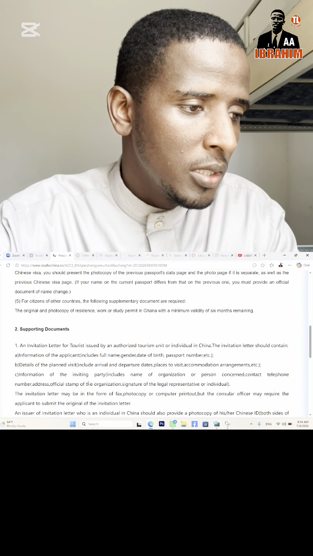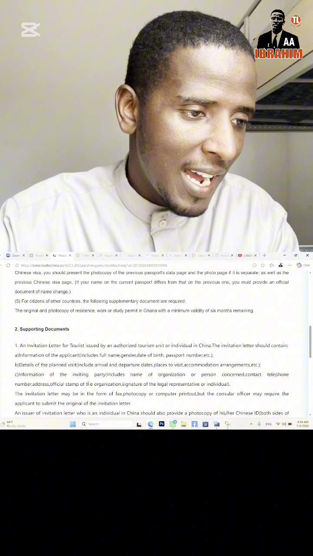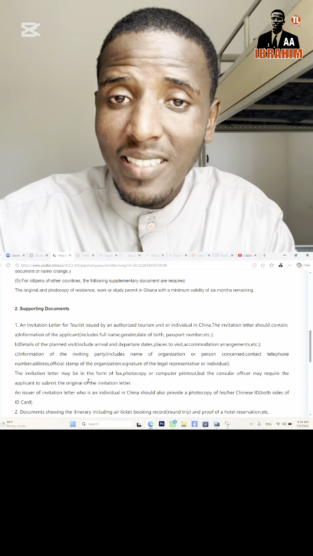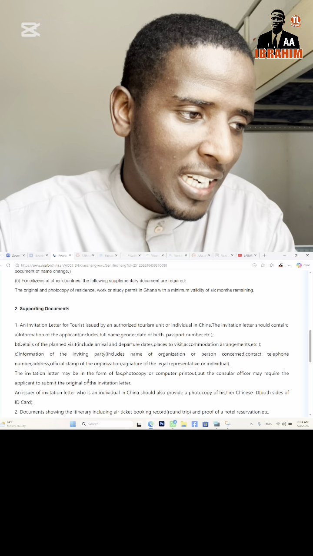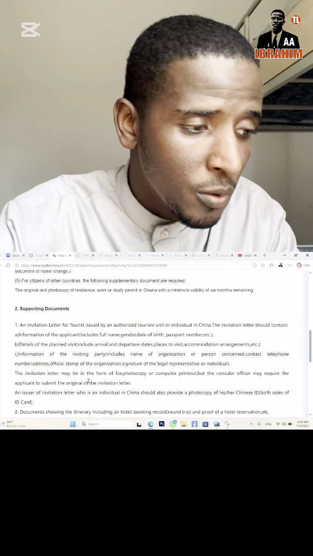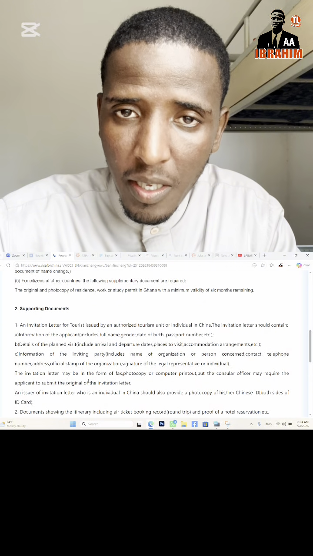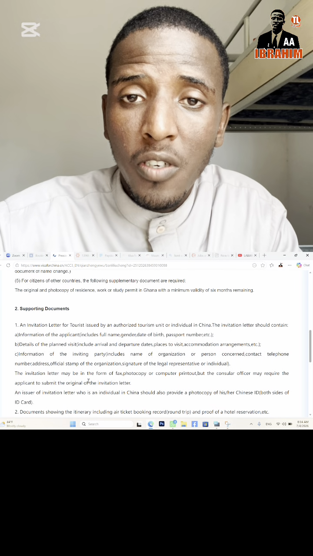Fifth, for citizens of the other country, the following supplementary documents are required. Okay, other citizens that are not Ghanaian but they are in Ghana, so number 5 doesn't concern many of you. And number 2, supporting document. Which document do you use to support your visa application?